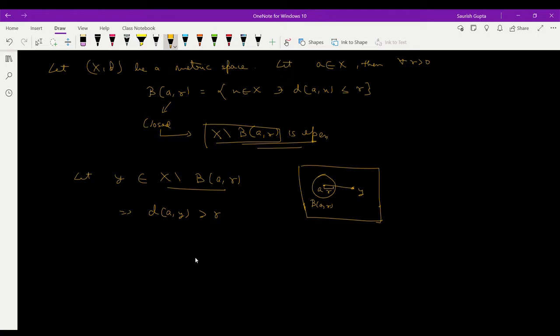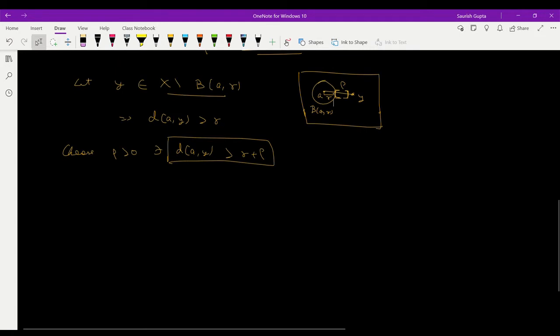Now what we will be doing is that we will choose a certain positive number delta. Choose delta greater than 0 such that the distance between a and y is greater than r plus delta. We can obviously do this. We can obviously suppose delta is this much. There always exists a positive number such that we can write this statement.